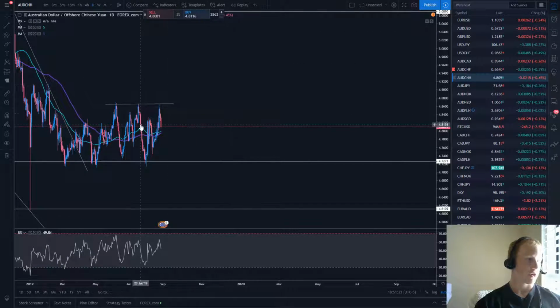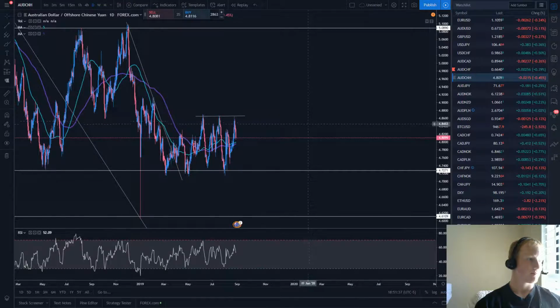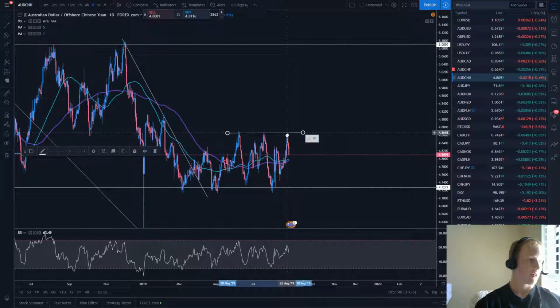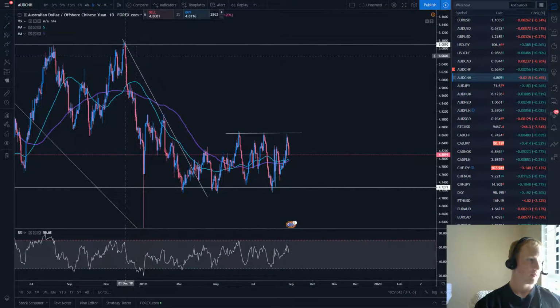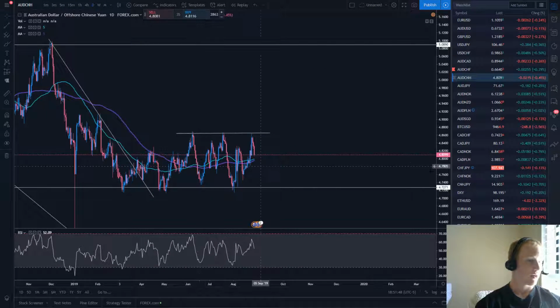Australian dollar, offshore Chinese yuan. We have a triple top here, which is probably going to continue down, is my guess, because it's consolidating sideways after this move down.